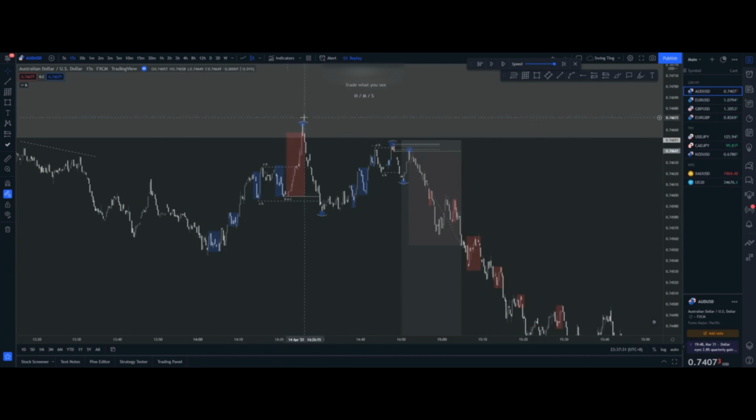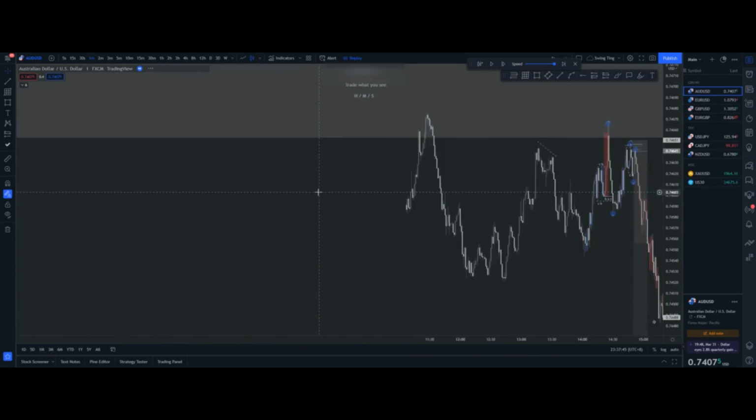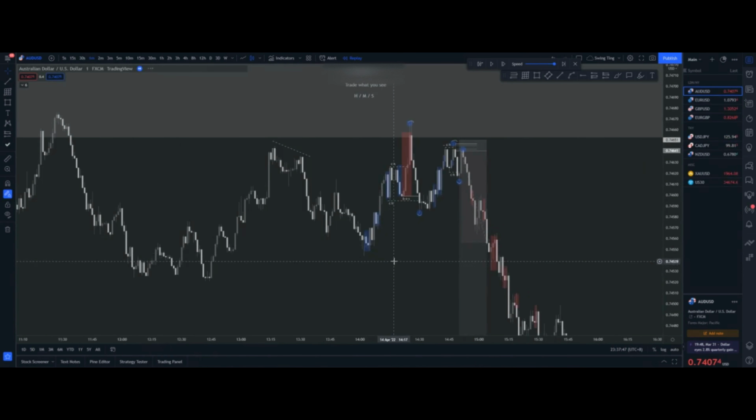Essentially, this range is a supply zone itself. What makes a supply zone? It's the last buy before the sell, and what makes a demand zone is the last sell before the buy. So you're not doing anything different, but you're just marking out the last true buy and sell candles of the market before an impulsive move or a break of structure.